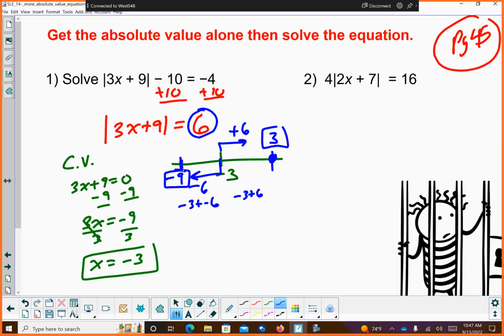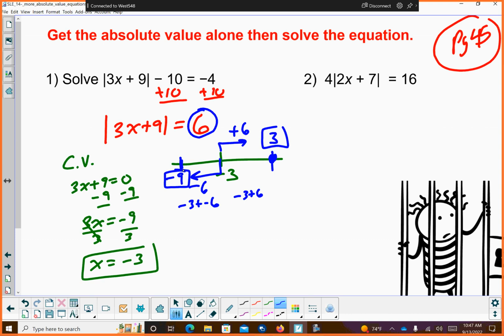Hey, Sarah, can we have a CV as a fraction? Yeah. It's not pretty, but we can have it. Okay. So question for you, friends.